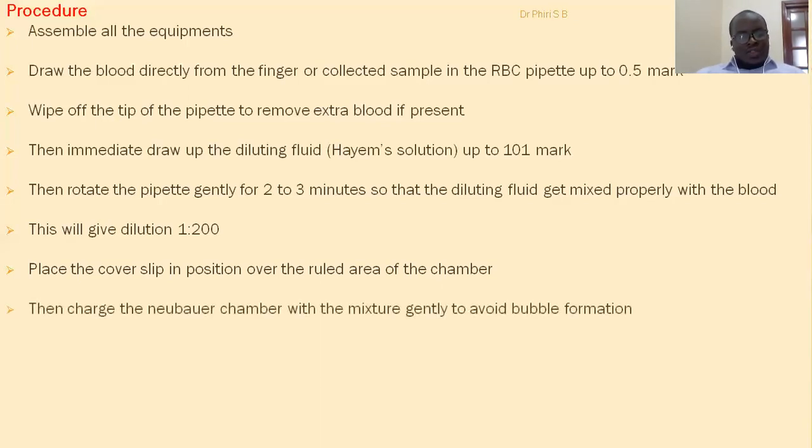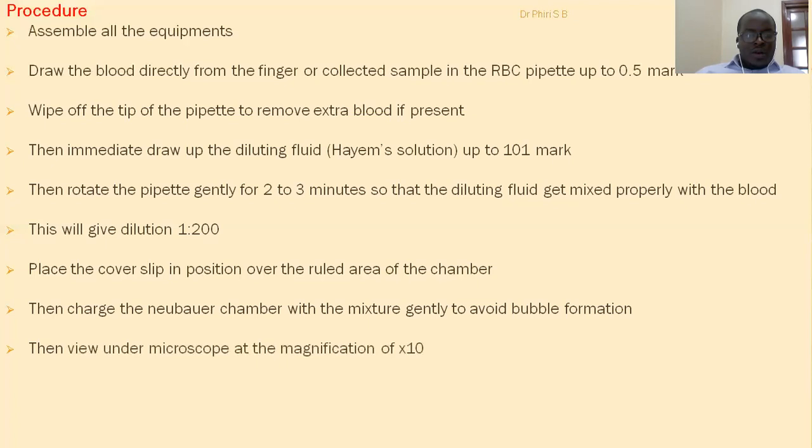And then after that, you charge the Neubauer chamber with the mixture, your diluted blood, avoiding bubble formation. You need to be gentle so that you don't create bubbles, because once you create bubbles, they will interfere with the surface area where you're going to count your blood cells. Where you're supposed to have cells, you're going to have a bubble. That will interfere with your results, so you don't want to have bubbles in there.